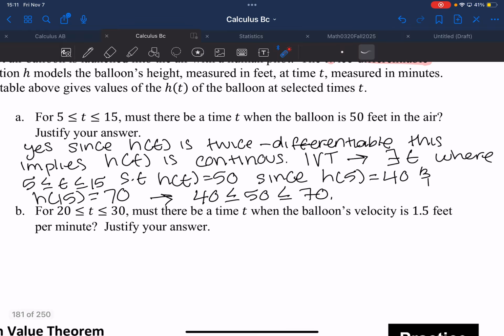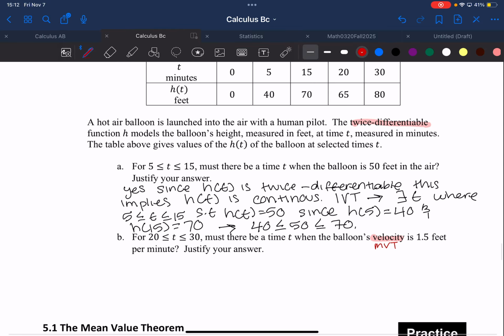Okay, part B says for t between 20 and 30, must there be a time t when the balloon's velocity is 1.5 feet per minute? Justify your answer. So here, since we're talking about velocity, that's how I know that I'm going to be using the mean value theorem, because velocity is the derivative of the position function. But are we given the function in this problem? No, so how are we finding the velocity?